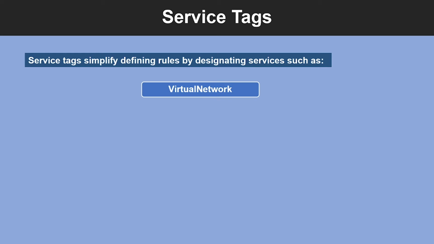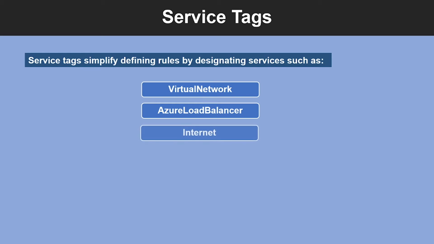The first one is Virtual Network. This tag represents all virtual network addresses anywhere in Azure and in your on-premises network if you are using hybrid connectivity. The second tag is Azure Load Balancer. This tag denotes the Azure Infrastructure Load Balancer. Third is Internet. This tag represents anything outside of your virtual network address space that is publicly reachable, including resources that have public IP addresses. Fourth is Azure Traffic Manager. This tag represents the IP addresses of Azure Traffic Manager.